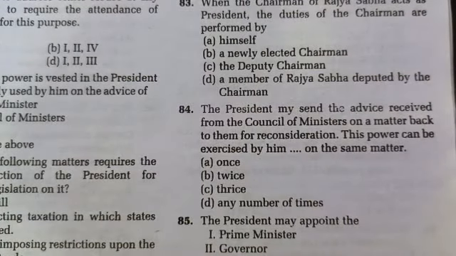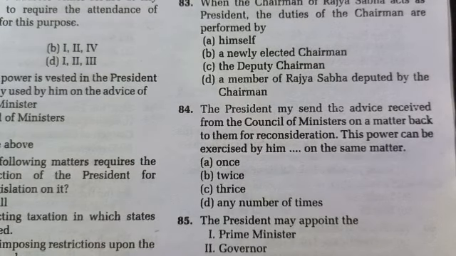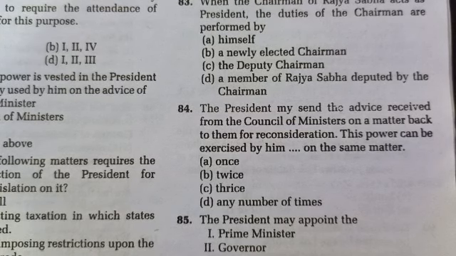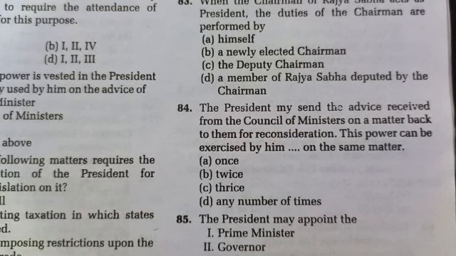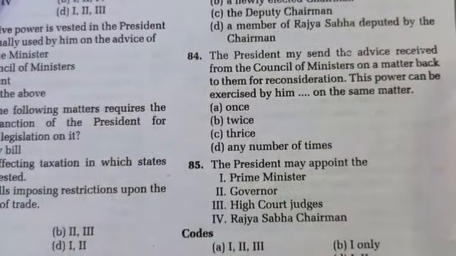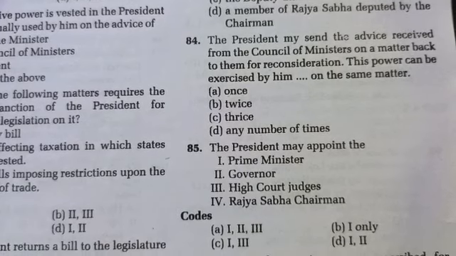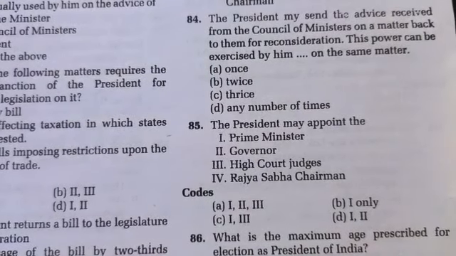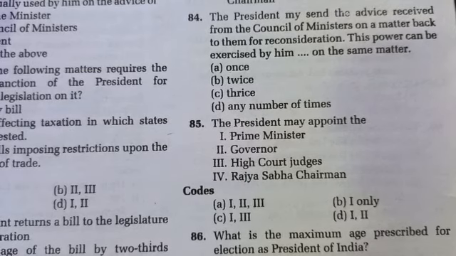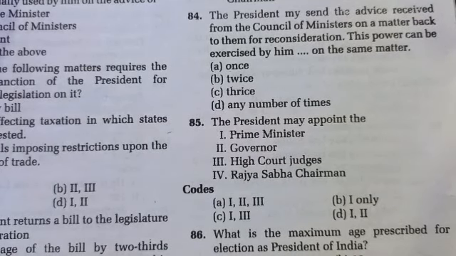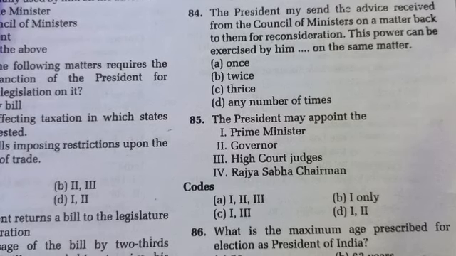The President send the advice received from the Council of Ministers on a matter back to them for reconsideration. This power can be exercised by him on the same matter. So option A is correct once. The President may appoint the question number 85. Option A is correct, 1, 2 and 3. Prime Minister, Governor and High Court judges.